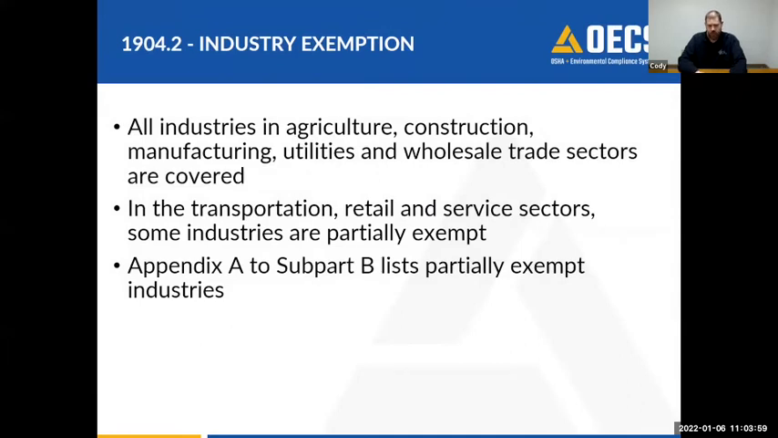So with that, we've got a couple industry exemptions depending on what industry you're in, but for the most part, agriculture, construction, manufacturing, utilities, wholesale trades, all of those are completely covered. Some in the transportation, retail, service sectors may be partially exempt, but if you refer to the 29 CFR 1904 standards, Appendix A will give you those lists. So if you have questions on that, please refer to that or give us a call or shoot us an email and we can help assist you through those types of questions.